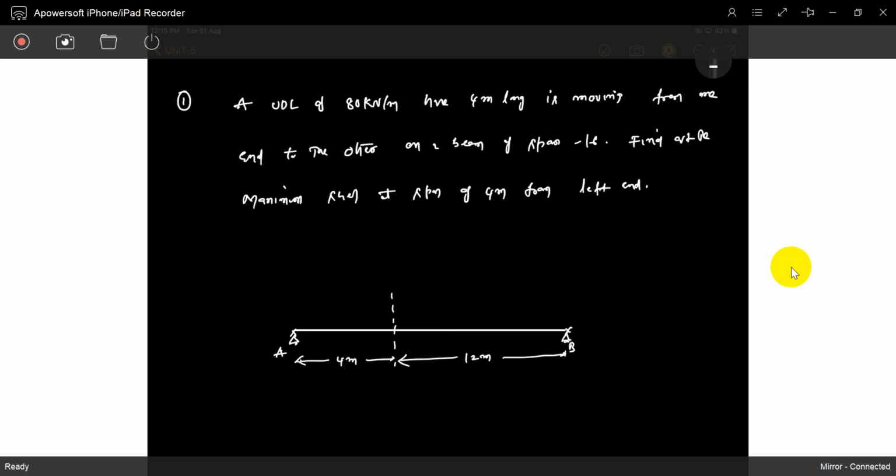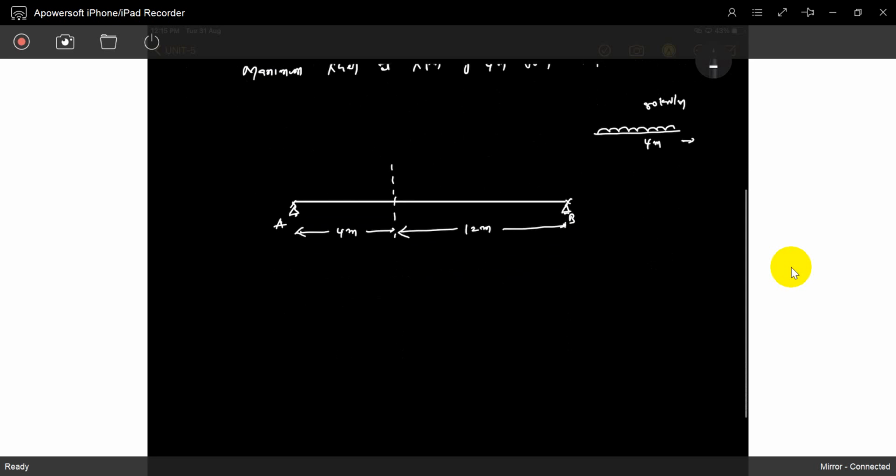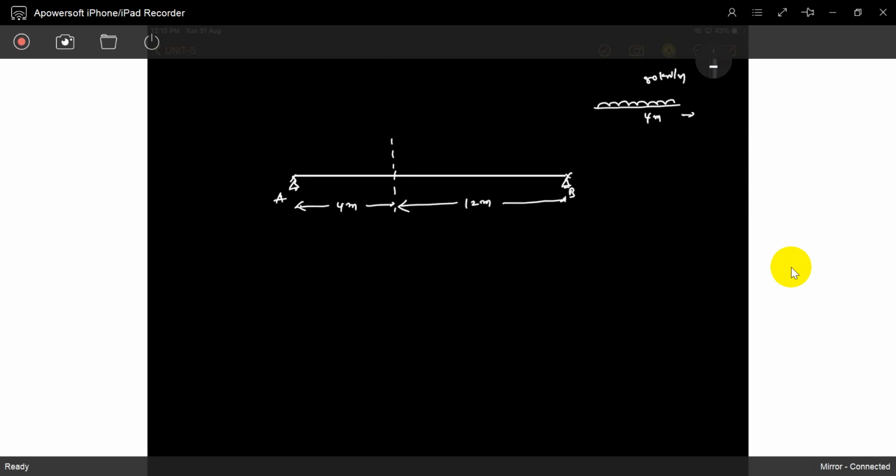Maximum shear, when will it happen? It said that a uniformly distributed load of 80 kilonewton per meter, 4 meters long, is moving from one end to the other. So you have to find the maximum shear at that section. Just develop the ILD for shear force at that section. Very simple, we already know it. It will come like this. This is the ILD for shear at that section.